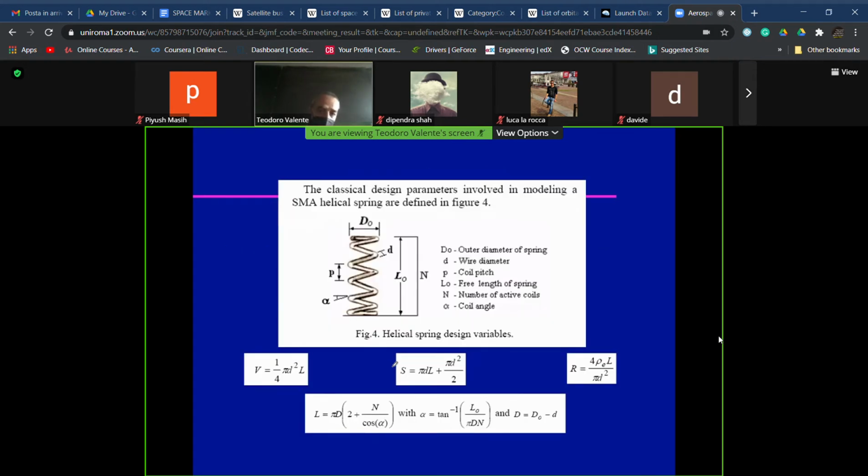These are, just to recall to you, the generic parameters for helical springs. So we have a number of coils, we have the outer diameter, and we have the diameter of the wire. All these are geometrical parameters that are needed later on in order to completely treat the problem that we have defined.